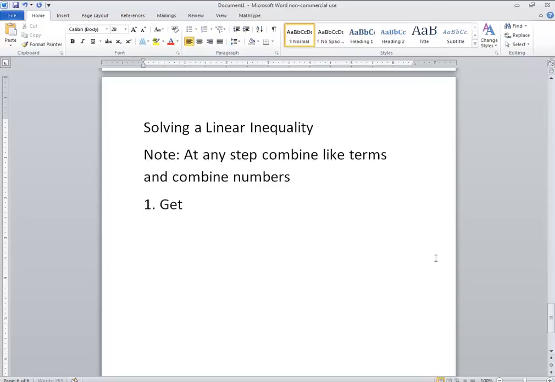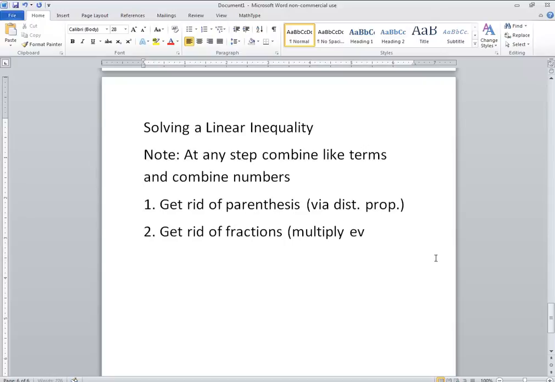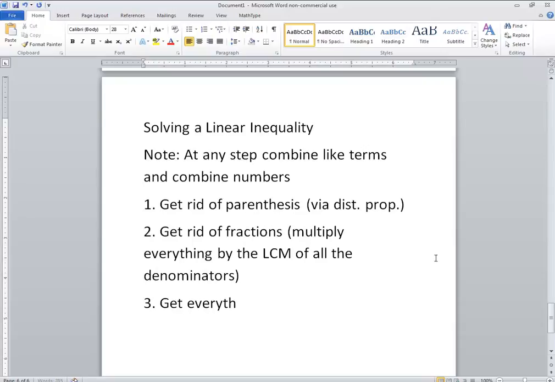Our first step is to get rid of parentheses. And we do this via the distributive property. Our second step is to get rid of fractions. And we multiply everything by the LCM of all the denominators. Step 3, get everything with an X on the left side, numbers on the right side.